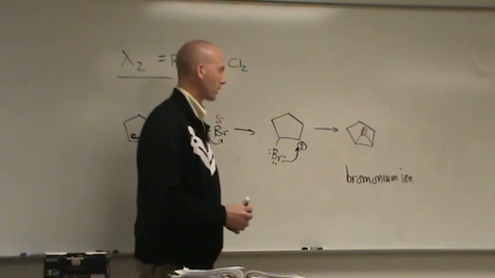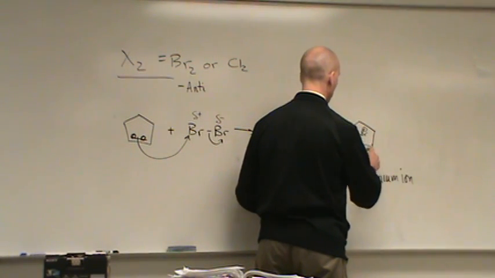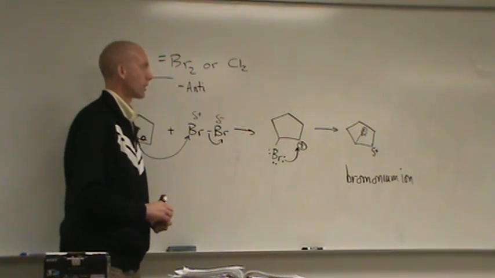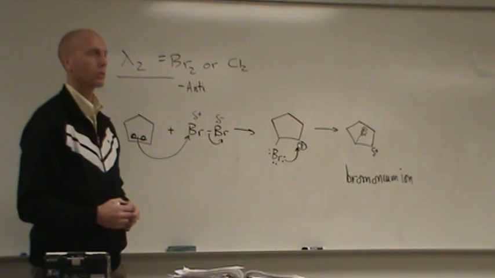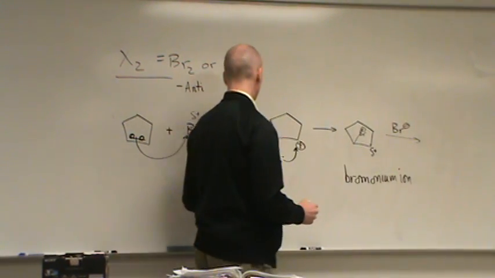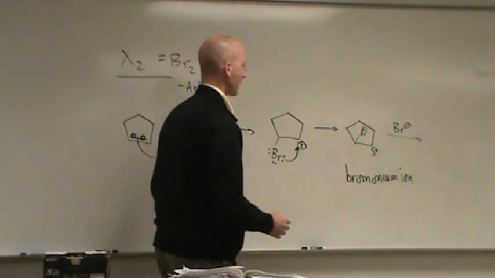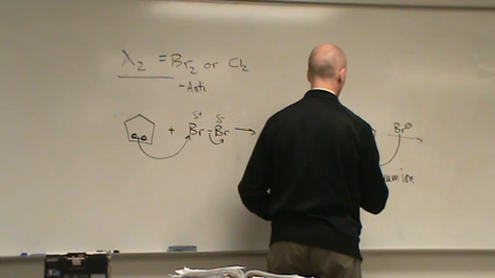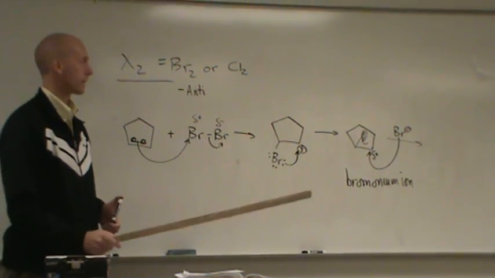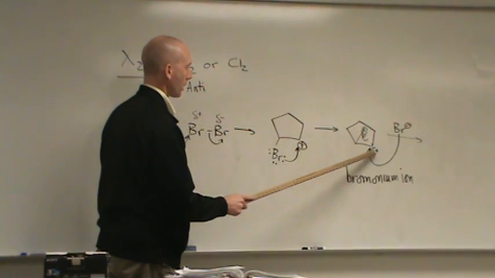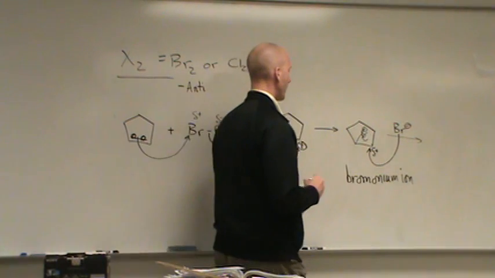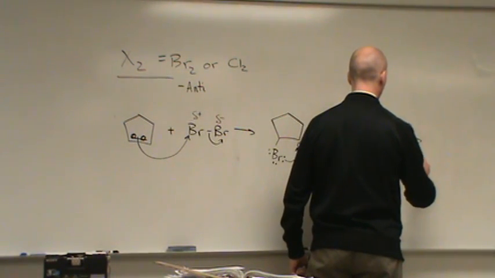So this thing starts to break. And as it starts to break, that carbon, where it starts to break, forms a partial positive charge. And so the Br minus that left over here can now attack that positive charge. But note how it attacks that delta plus here. It attacks it where? On the opposite side where this Br plus is here. Okay? So we have an anti-attack.